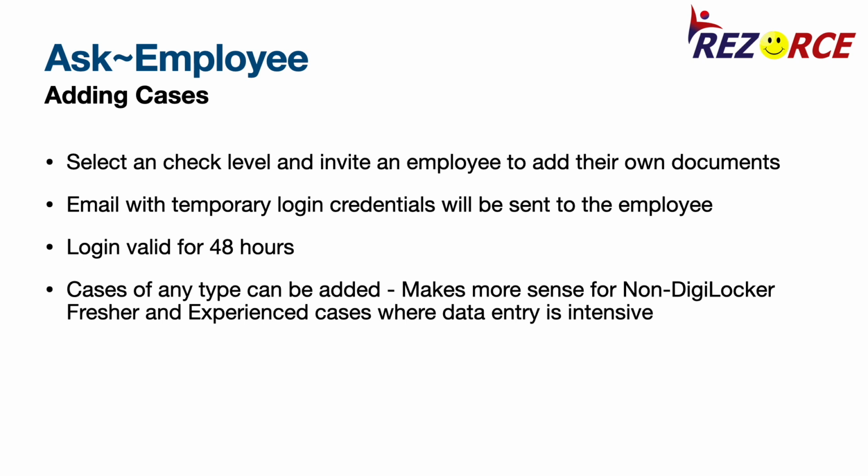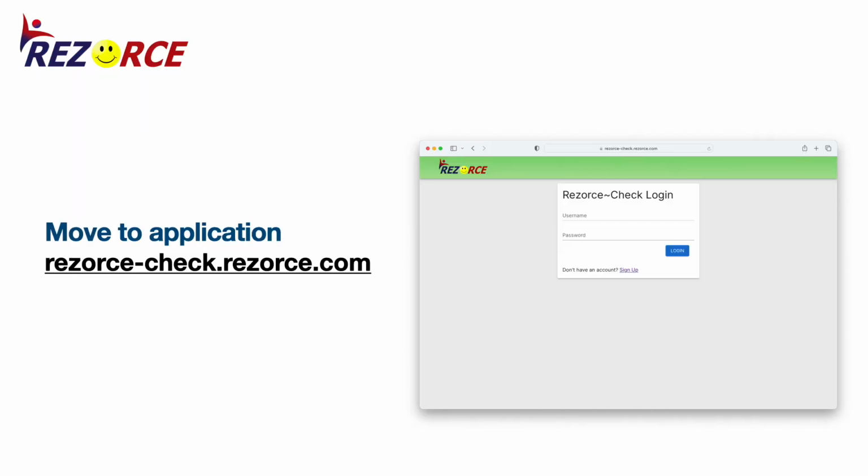All you have to do is enter their basic details such as their name and email address, select a type of check and send an email across to them. This email sent to the employee will invite them to add their details to Rezorce Check. This method is most appropriate for cases that are data entry intensive, such as non-DigiLocker, fresher and experienced cases. Cases added during this method would have to be reviewed once before initiation. With that introduction out of the way, let's now move to the application and see how each method works.